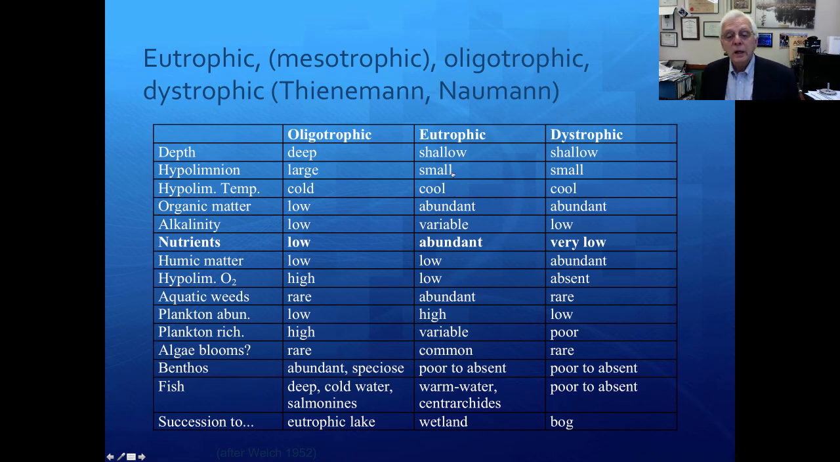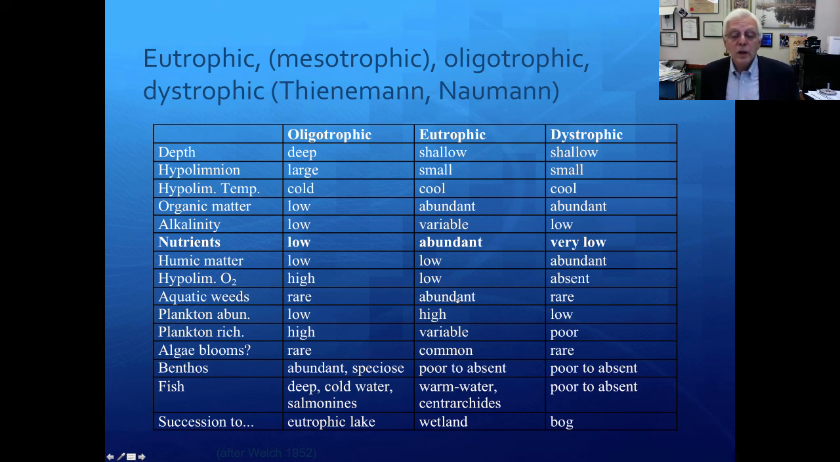Eutrophic lakes, on the other hand, tend to have very abundant nutrients, and that's the driving factor behind the change in trophic status from oligotrophic to eutrophic. They tend to be shallow because they fill in fast. They tend to have a small hypolimnion or very little cool water down below. Hypolimnion is cool, but usually it can be very warm. Organic matter is abundant. Alkalinity tends to be variable. Humic matter is pretty low. But hypolimnetic oxygen is very low.